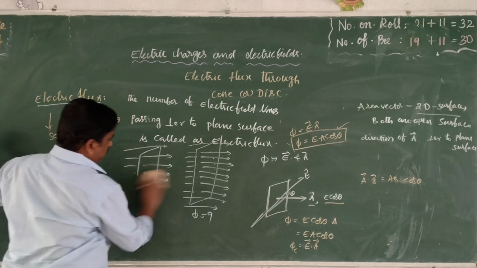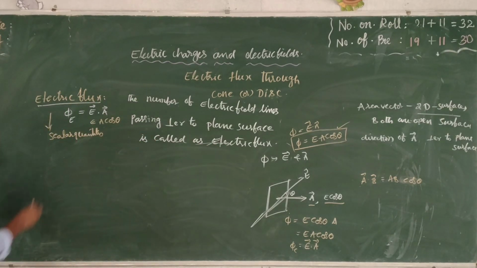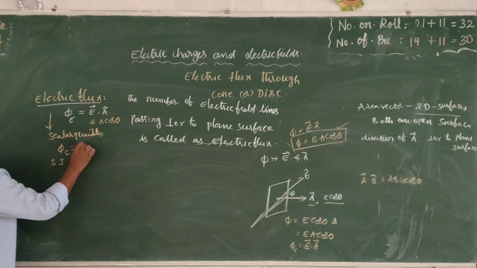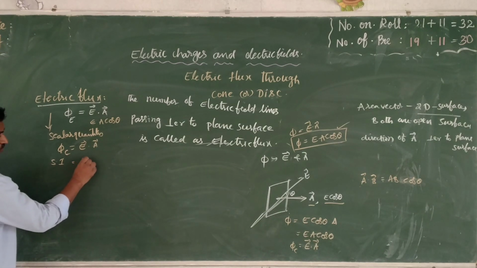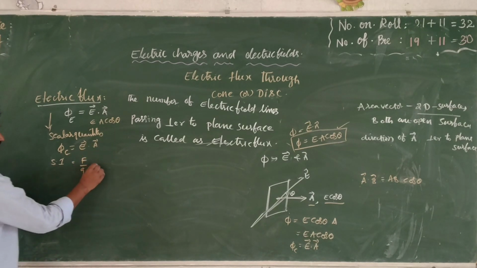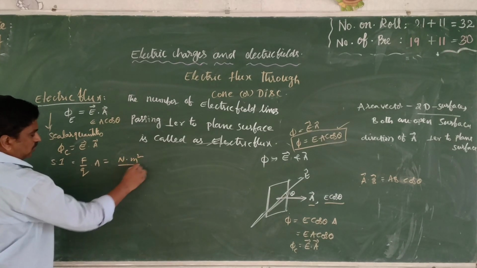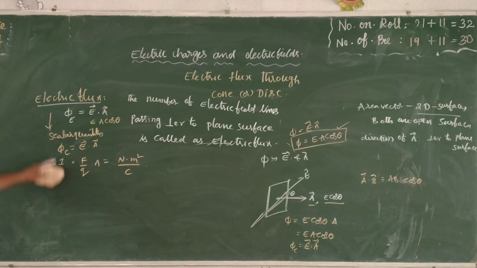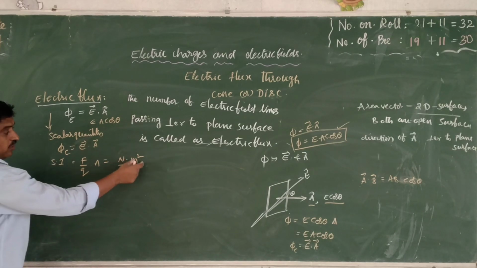What are the units? What is the dimensional formula that we can write here? The SI unit of electric flux: electric flux equals E dot A, where E is the electric field, which is force per charge, and A is the area. Force means Newton, area means meter square, charge means coulomb. So Newton meter square per coulomb is the unit of electric flux in the SI system.